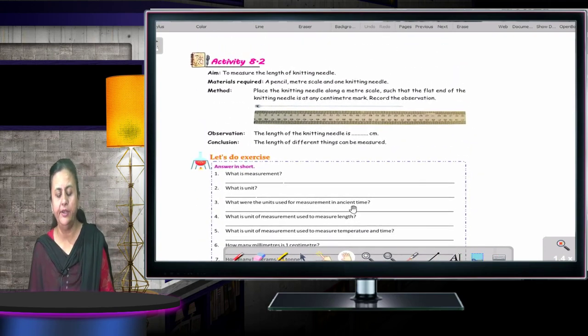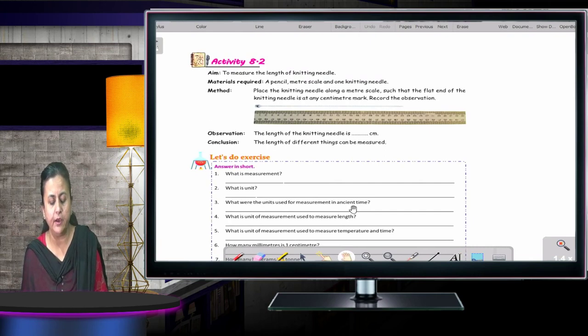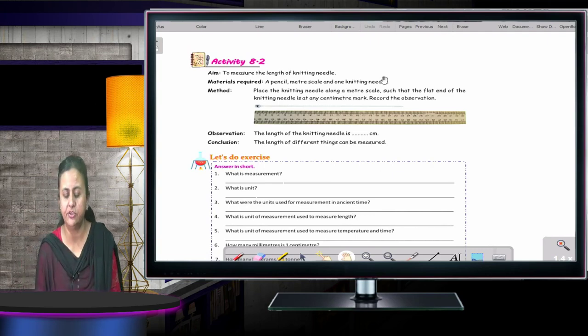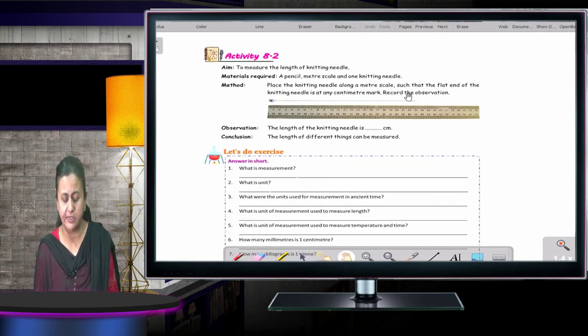This is an activity again in which you have to measure the length of a knitting needle. You know, when your mama makes a sweater and all, she uses this knitting needle. How do you find that? It's very simple, you can just go through it.